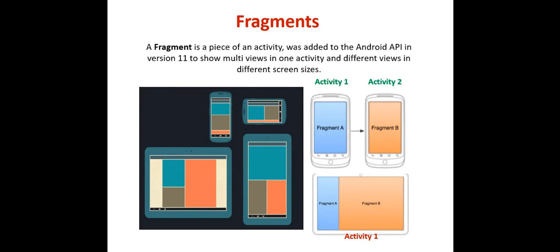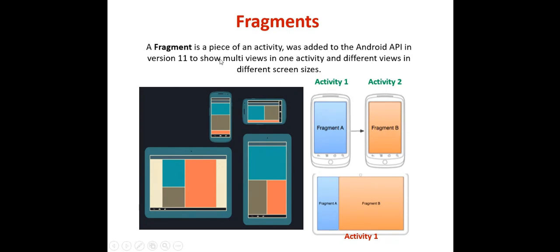We can add or remove the fragment or replace it while the application is running. As we can see, activity 1 holds fragment A and activity 2 holds fragment B. It means activity 1 is the host activity for fragment A, and activity 2 is the host activity for fragment B.